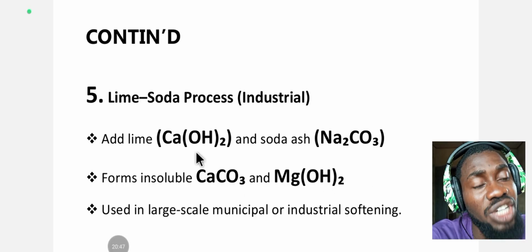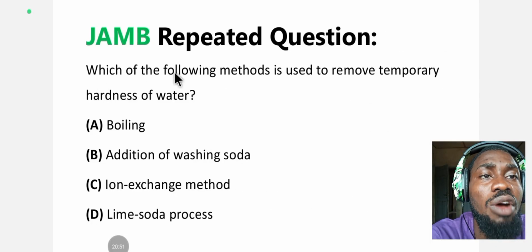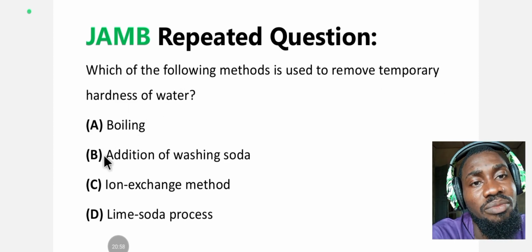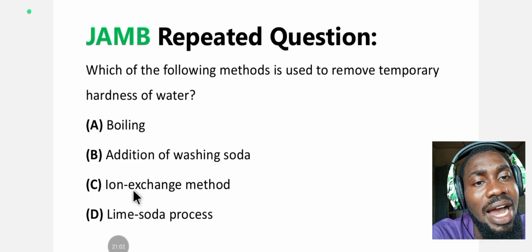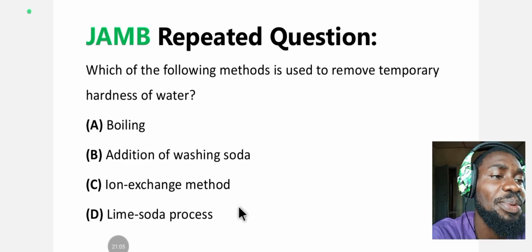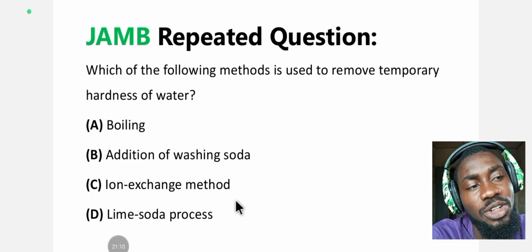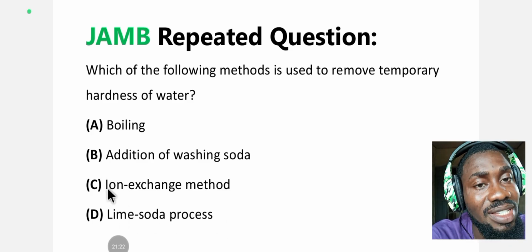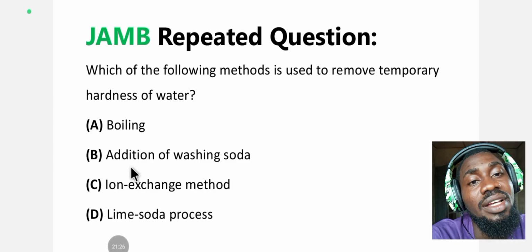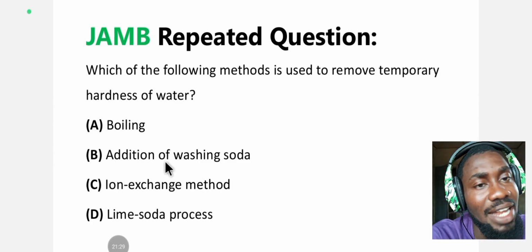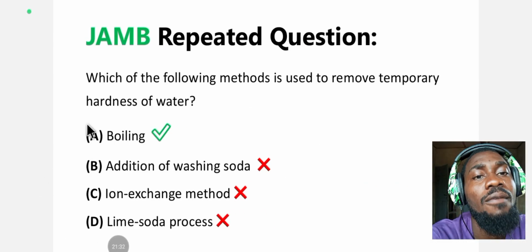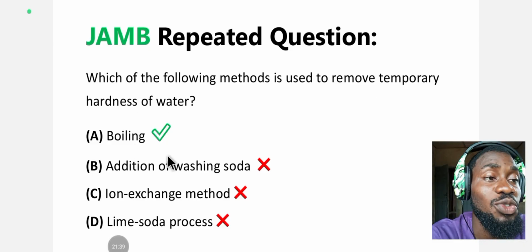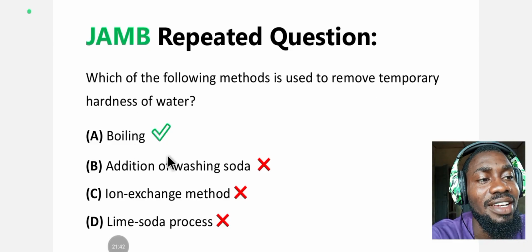Now let's go back to the JAMB repeated question. The question reads: which of the following methods is used to remove temporary hardness of water? A. Boiling. B. Addition of washing soda. C. Ion exchange method. D. Lime soda process. What's your answer? You answered correctly. The correct option is not lime soda process. The correct option is not C, ion exchange method. The correct option is not B, addition of washing soda. The correct option is boiling. Temporary hardness of water is removed by boiling. Congratulations, you just earned your free mark in JAMB UTME.